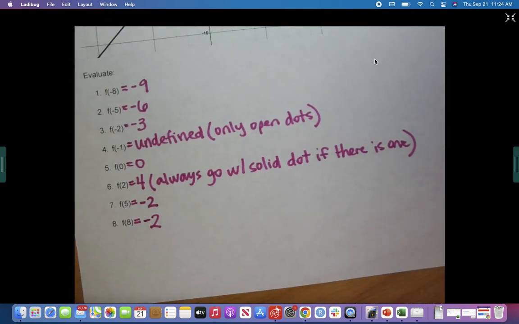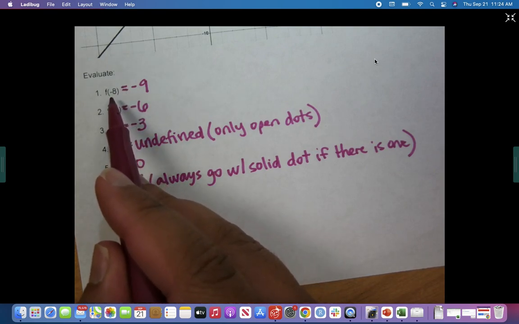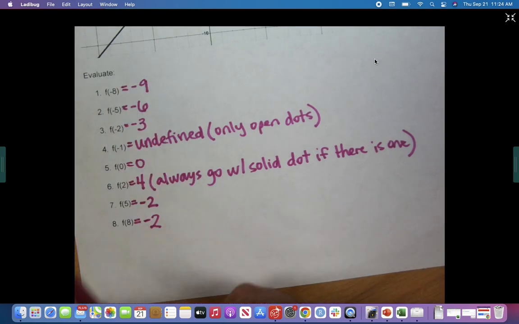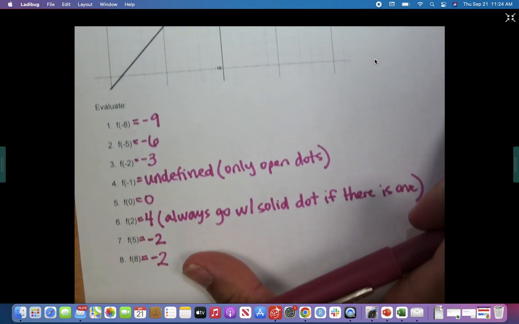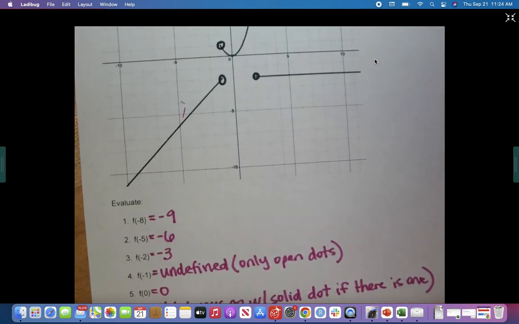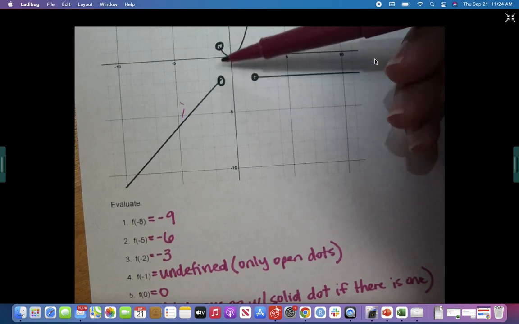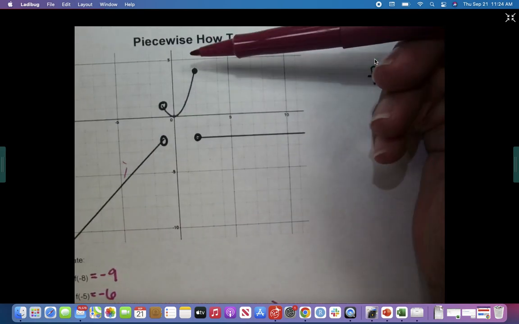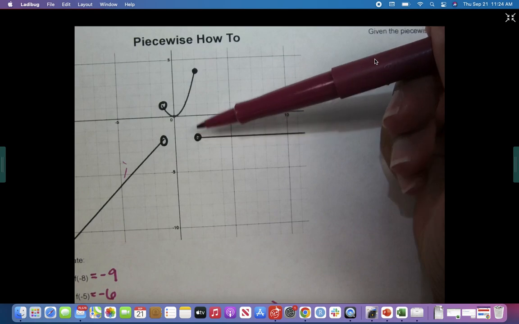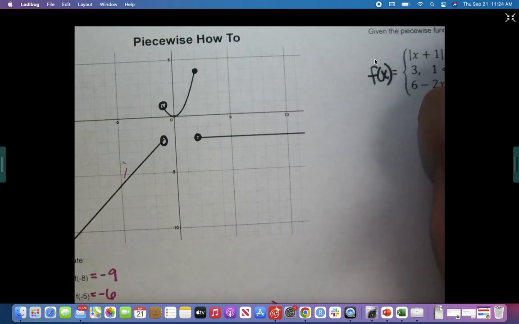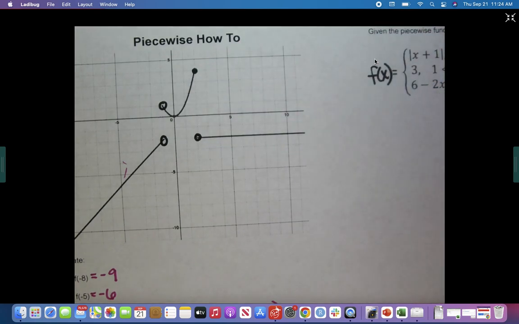So that is evaluating from the graph. Literally, you look and see, okay, that's the x value, find the y that goes with it. If there are only open dots, like there were on -1, then your value is undefined. If you've got a choice, so if you've got a closed dot and an open dot, you always go with the closed dot when you're evaluating. All right, so that's from a graph.